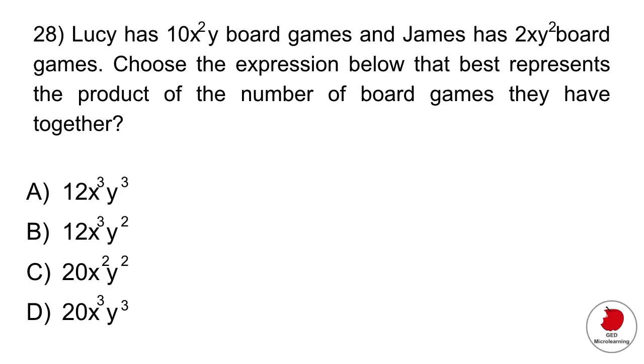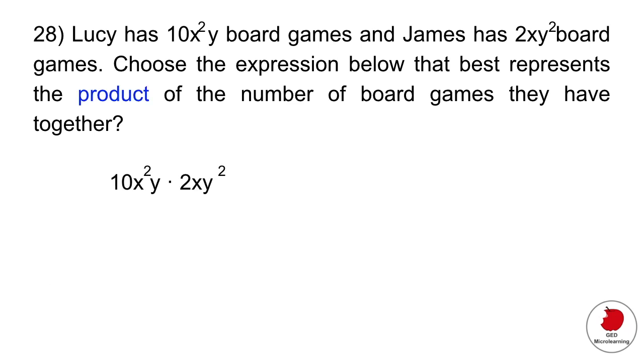All right. Lucy has 10x squared y board games and James has 2xy squared board games. Choose the expression below that best represents the product of the number of board games they have together. Okay, so they're telling us the product of the board games, so that means multiply. First thing that you're going to do is multiply the coefficients. The coefficients are the whole numbers, so 10 multiplied by 2 gives you 20.